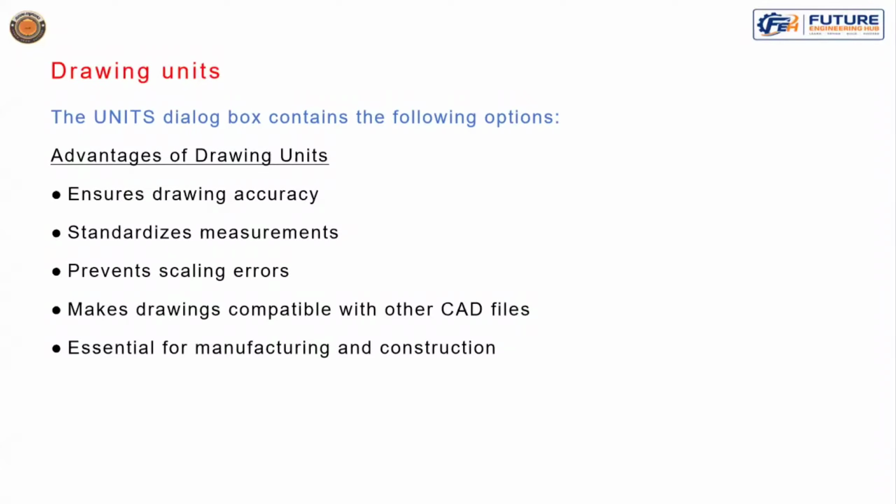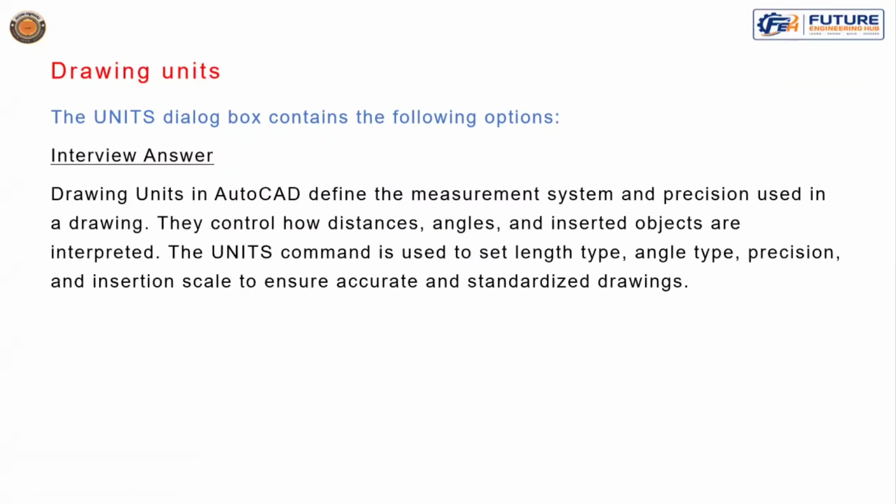So this is the detailed introduction of drawing unit. Understand? Interview answer, very simple answer. How to set unit? Drawing units in AutoCAD define the measurement system and precision used in a drawing. They control how distance, angle, and inserted objects are interpreted. The UNITS command is used to set length type, angle type, precision, and insertion scale to ensure accurate and standard drawing. Not for non-technical, for technical drawing, this process. Clear up here? Right.